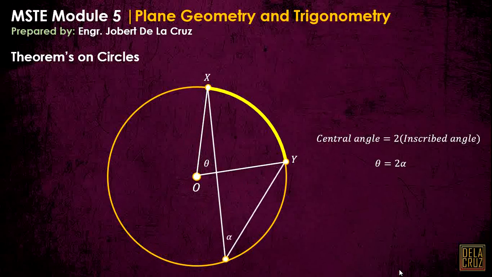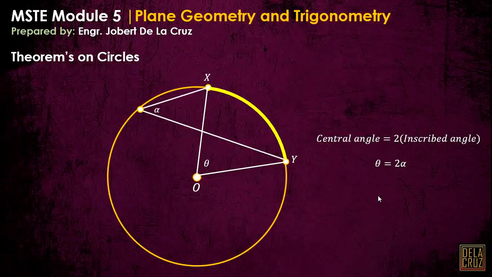It works with any orientation. It can be this one, and the relationship is the same as long as they have the same intercepted arc. It can be this one, or anywhere that varies, outside the intercepted arc.